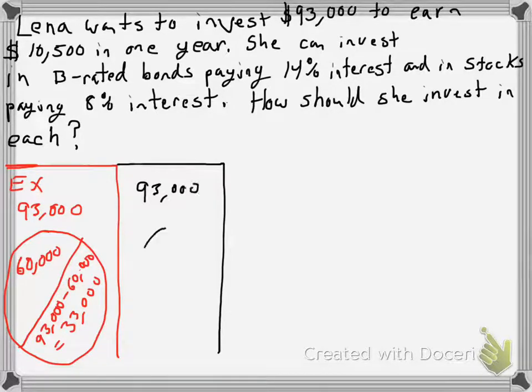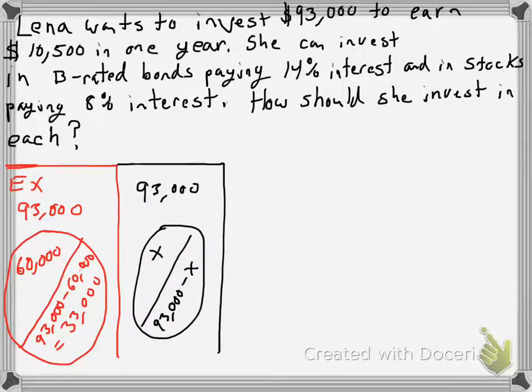If we do it generically, we'll do that same table, and this time I don't know how much I'm going to invest in one, so I'm just going to say it's X, and then the other one, just like before, we're going to subtract X. We knew in this example it was 60,000. Over here we're just going to call it X because I don't know how much I really want to put in either account. But the other amount will be 93,000 minus X.